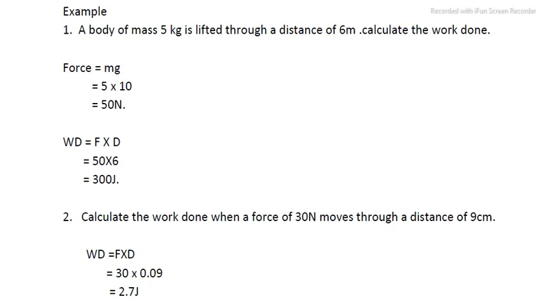That is, force is mass times the acceleration due to gravity. So force is equivalent to the weight of the body, and that is 50 newtons. So after getting the force, and we are given the distance, we can now get the work done. So the work done will be 50 times 6 to give us 300 joules.